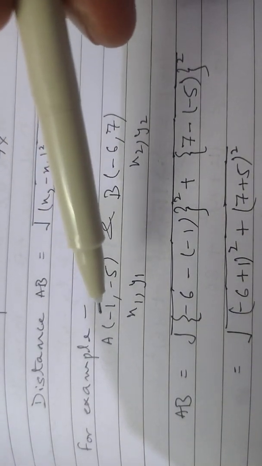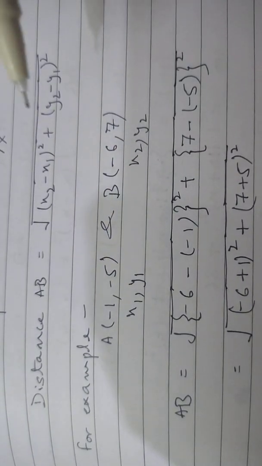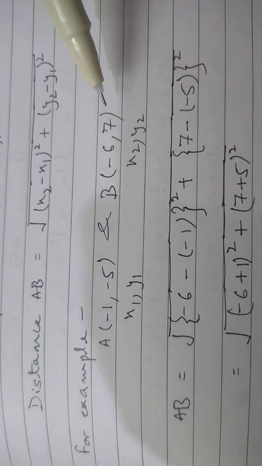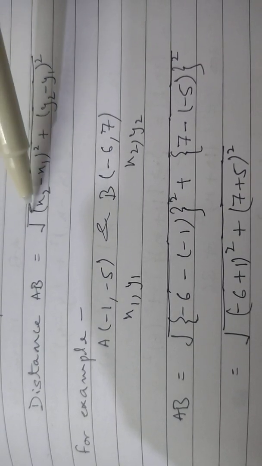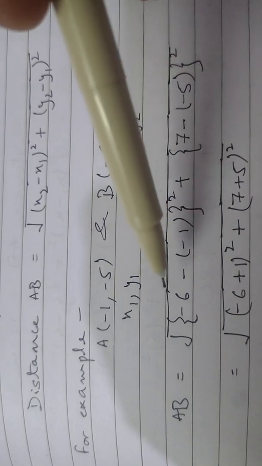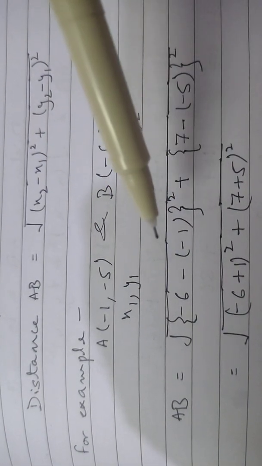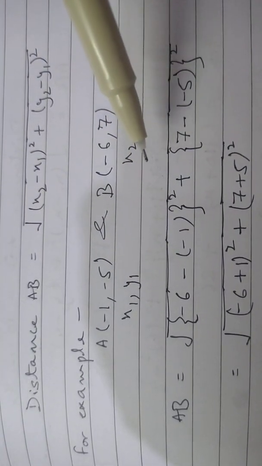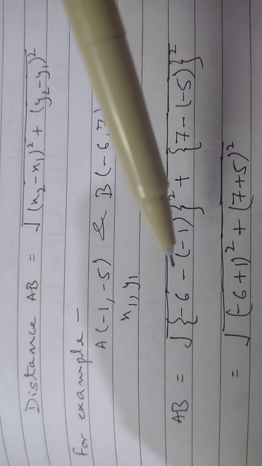So the point A, which had the coordinates -1 and -5, I've taken as x1, y1, and the point B, which had the coordinates -6, 7, I've taken as x2 and y2. So the formula says under root (x2 minus x1) whole square. The value of x2 is -6, so I substitute it here. Then there is a minus sign as per the formula, and then the value of x1 is -1, and outside there is a square. As you can see, I have been very careful while placing the values with the sign.